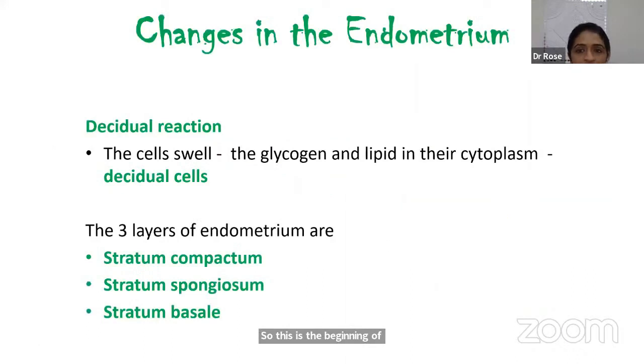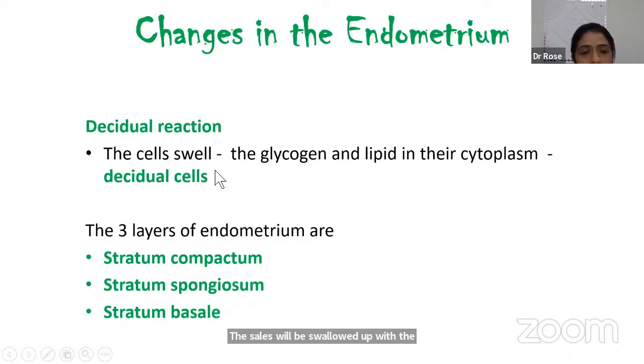Now, changes in the endometrium. We have already mentioned the decidual reaction: once the blastocyst is implanted, we call the three layers the decidual layers. And how this happens is that the cells will be swollen up with glycogen and lipid.